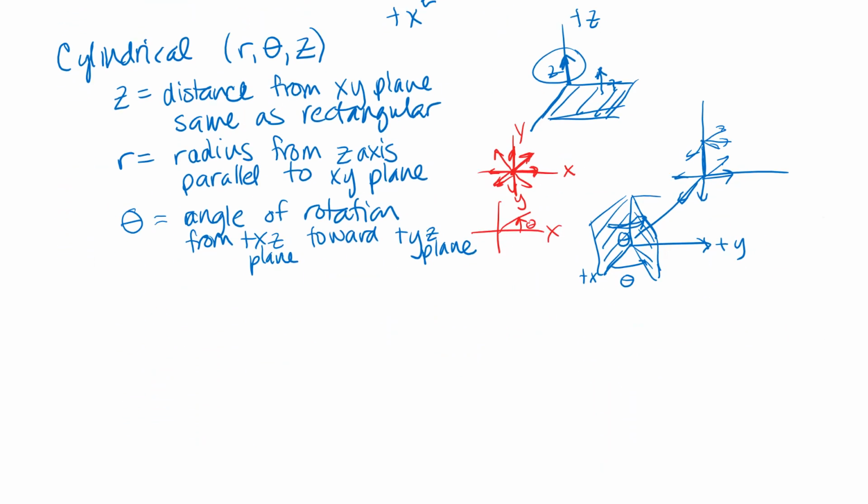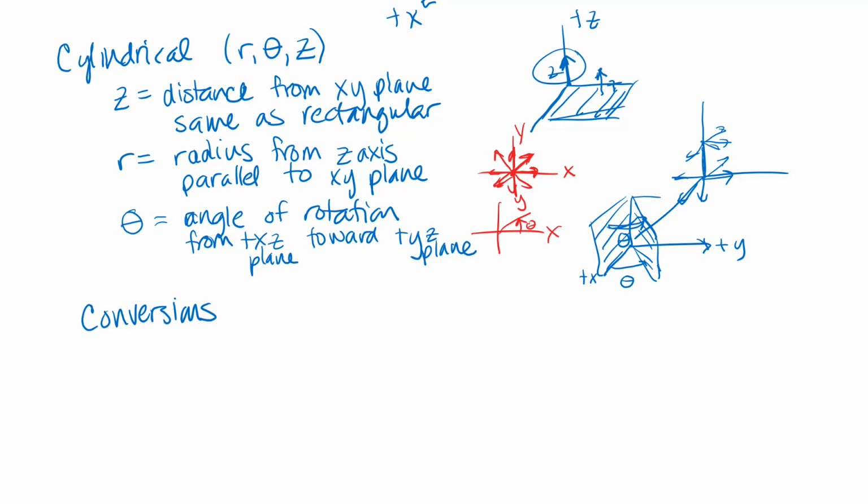All right, one other important thing, so you know some conversion formulas between xy coordinates and polar coordinates. You need some conversion formulas between cylindrical and rectangular coordinates as well. So fortunately, you already know these. Really, you're just converting the xy to polar.